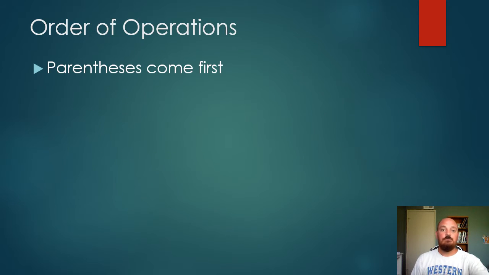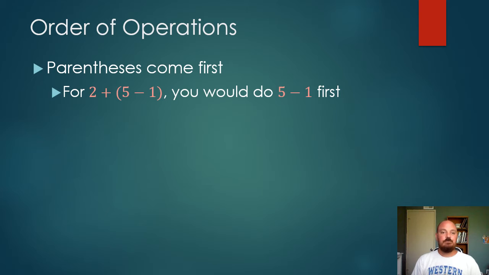So here's the order. Number 1, parentheses always come first. That's what parentheses are for in a math problem. They're there to say, hey, look at this first, do this part of the problem first. So for a quick example, if we were doing 2 plus parentheses, 5 minus 1, you would do the 5 minus 1 first because it's inside the parentheses. Nice, simple, easy concept.